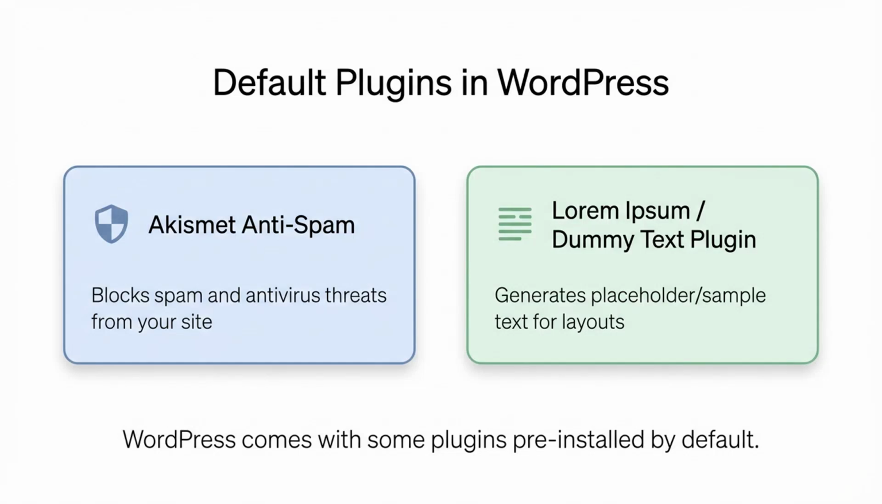When you install WordPress, it comes with a couple of default plugins already in place. The instructor highlights two. One is an anti-spam and antivirus plugin. It protects your site from unwanted spam submissions and malicious content. The other helps generate placeholder text, similar to Lorem Ipsum, which is useful when you're building layouts and need dummy content to fill space while designing.